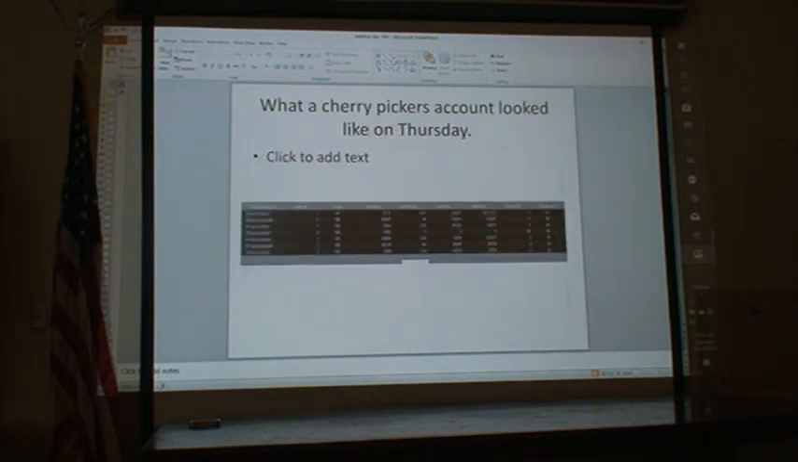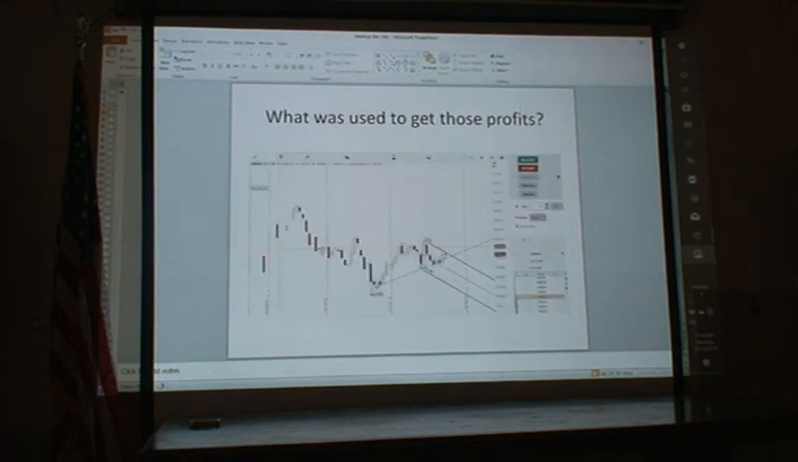Now, this is what a cherry picker's account looks like. This was a snapshot of one of my accounts that I mailed over to Sam this week. If you just take a look over here in this column, you see unrealized P&L. And you see each one averages about $1,000. These were trades I put on that day, I believe Wednesday or Thursday of this week. So maybe there's money to be made in this stuff.